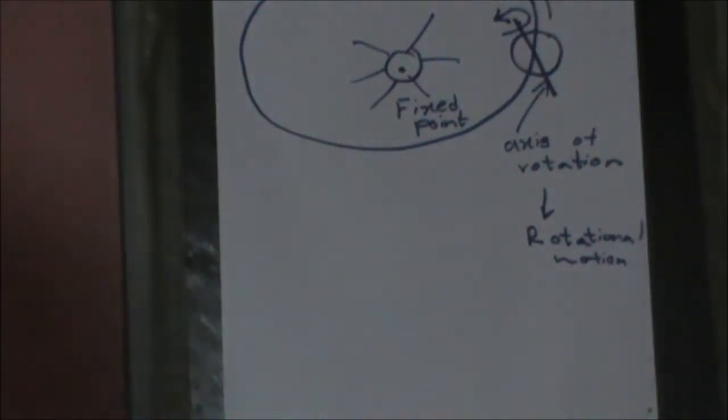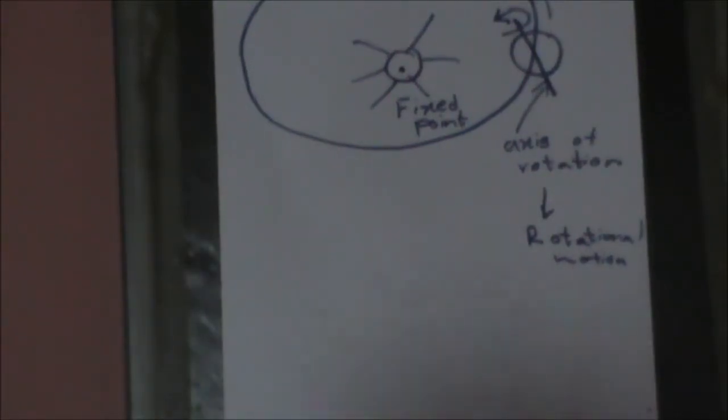And to understand rotational motion, we have to define what's meant by angular motion. Actually, angular motion is the sum of circular motion and the rotational motion.